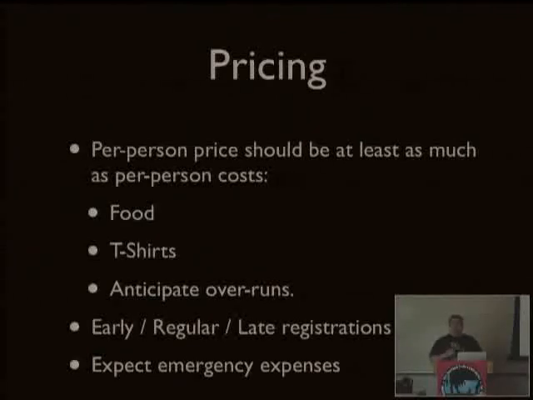Now, we want people to register as soon as possible so we have a good idea of how many are coming. One way of doing that is to have a graduating scale of costs that continuously increases as you get closer to your event. So you can have this is our early fee, this is our regular registration fee, and this is our late registration fee. And that'll help encourage people to register sooner rather than later.